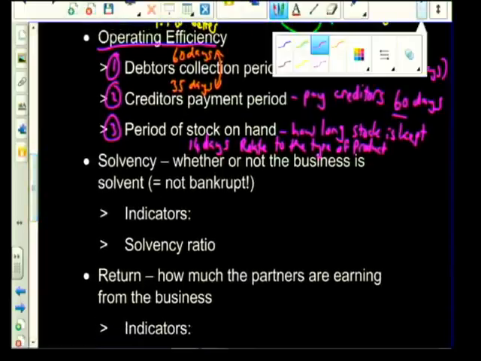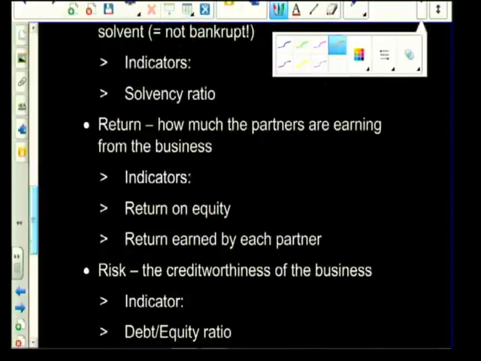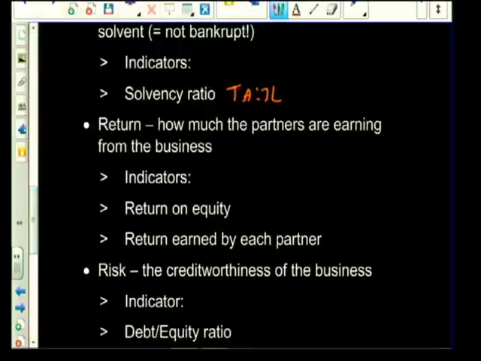Our next category of ratio is what is called the solvency ratio. And there's only one ratio here, and it's also called the solvency ratio. It's total assets to total liabilities. I'm not going to go through it in detail because it's usually the first ratio that everybody learns in grade 10. But remember that this ratio needs to be 1-to-1 or higher for us to conclude that the business is solvent.